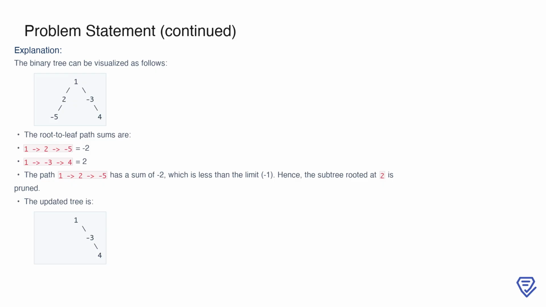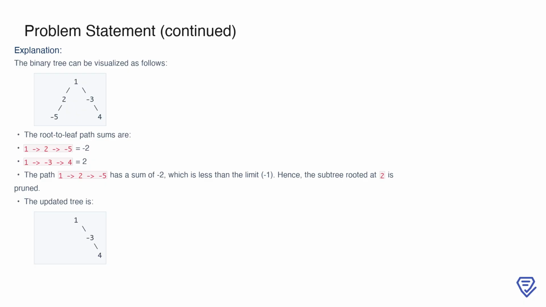Here, we are given a binary tree represented as an array 1, 2, -3, -5, null, 4, null, and the limit is -1. Visualizing the tree structure, the root node has a value of 1, with two children, 2 on the left and -3 on the right. The left child, 2, has a single child -5, while the right child, -3, has a single child 4. The root-to-leaf paths in this tree are 1-2-5 and 1-3-4.